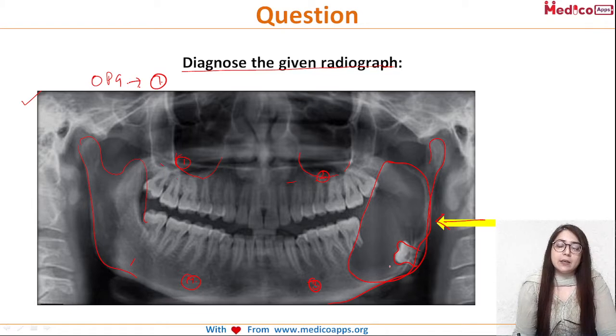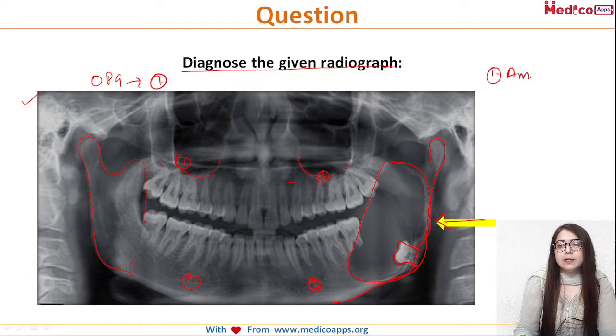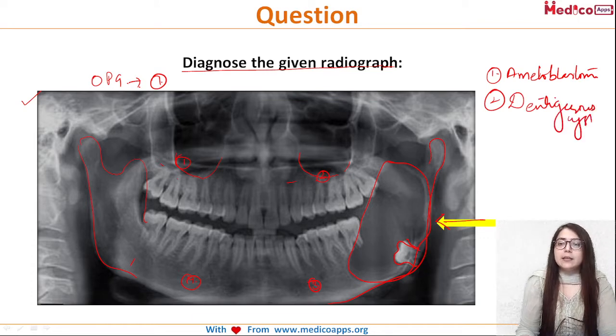Now, second thing is what all lesions you can see in the posterior mandible. When I say a lesion which is extending and expansile, what all can you think of? First of all, it could be ameloblastoma. Second, since it is involving this tooth, it could be dentigerous cyst as well. Third, it could be myxoma as well. Okay, let's consider these three things.